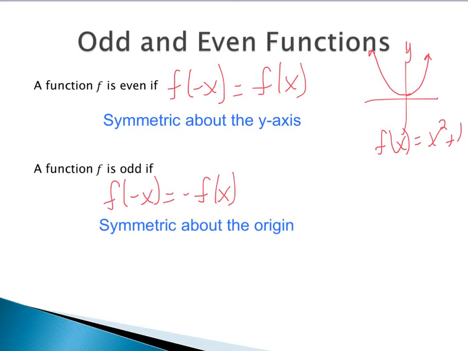So, for example, if we have the x to the third function, that would be an odd function. So in the video, Professor Messenger did show how with polynomials we can examine the exponents to show if a function is odd, even, or neither.